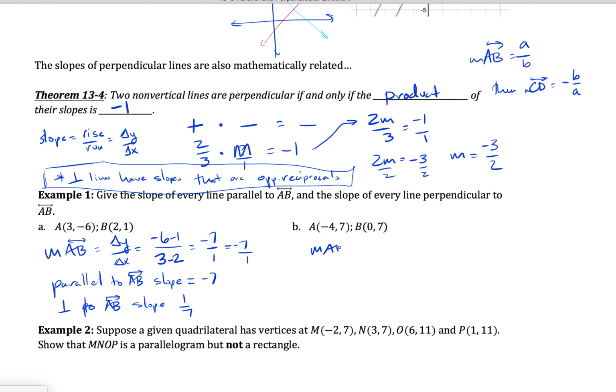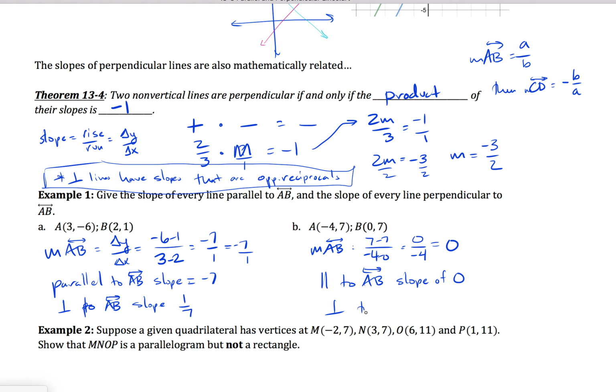Let's figure out, again, the slope of line AB. Change in y, so 7 minus 7, over change in x, -4 minus 0. Now 7 minus 7 is going to give us a 0 on top, and -4 minus 0 is just going to still be -4. Now if we have 0 on top of a fraction, that comes out to be 0. So now our line AB has a slope of 0, so parallel to AB would have a slope of 0.